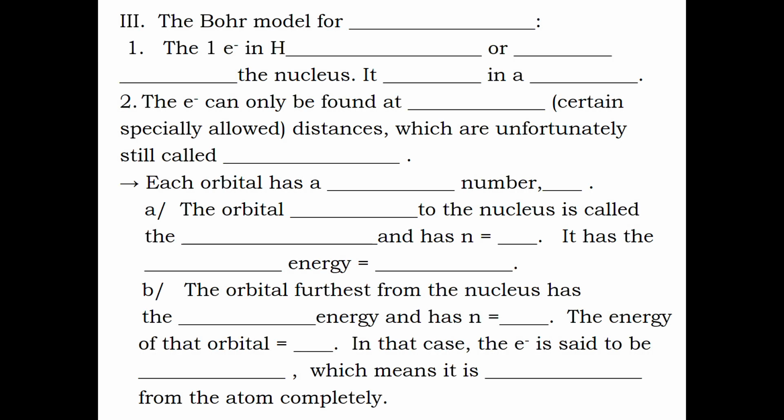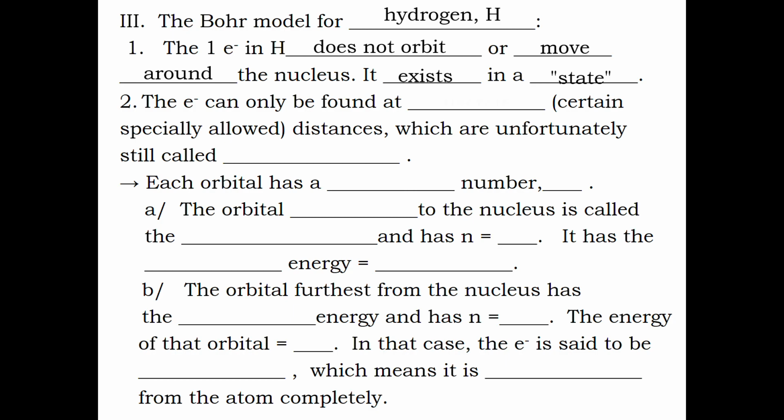Okay, the Bohr model for hydrogen. So one electron in hydrogen does not orbit or move around the nucleus. It exists in a state. What I mean by that is usually when we talk about the Bohr model, we think about orbitals, but it just exists in a state. That's because in the more modern theories of atomic theory, we learned that electrons have a lot more behaviors than just existing in an orbital. Don't worry about that. We'll learn a little bit more about that later.